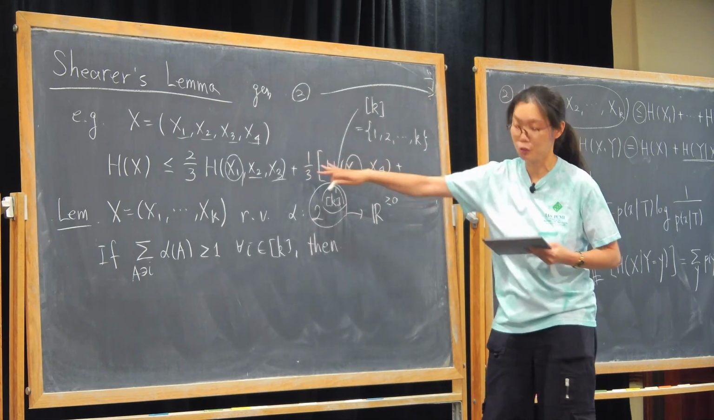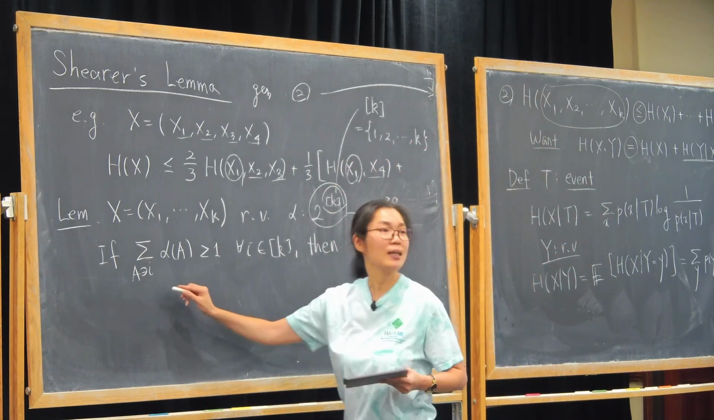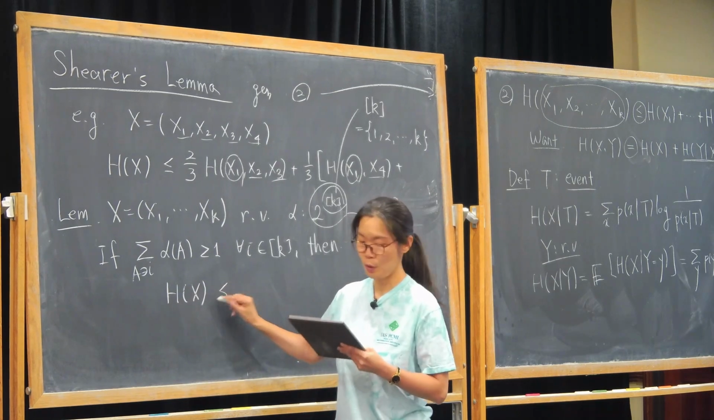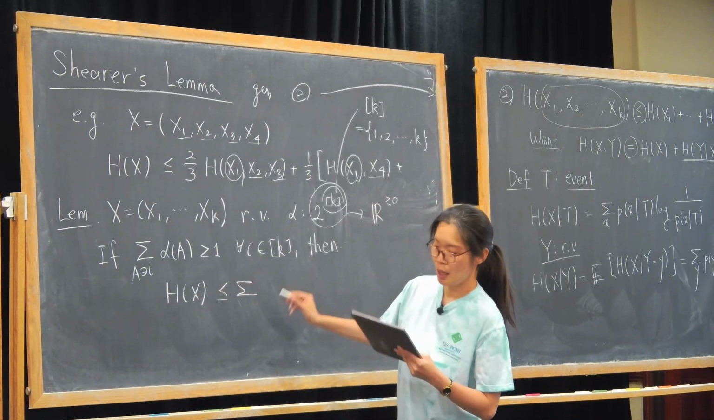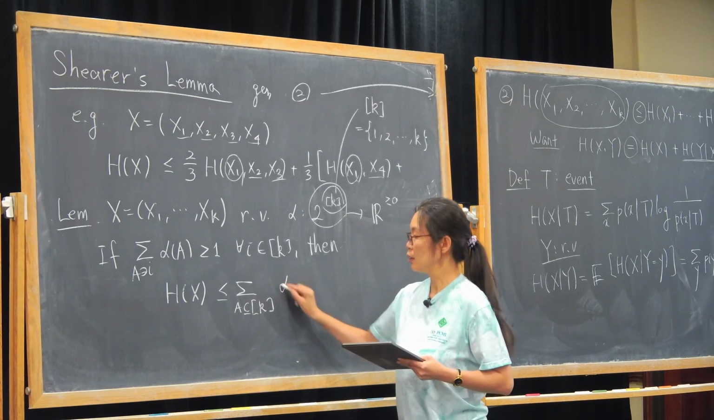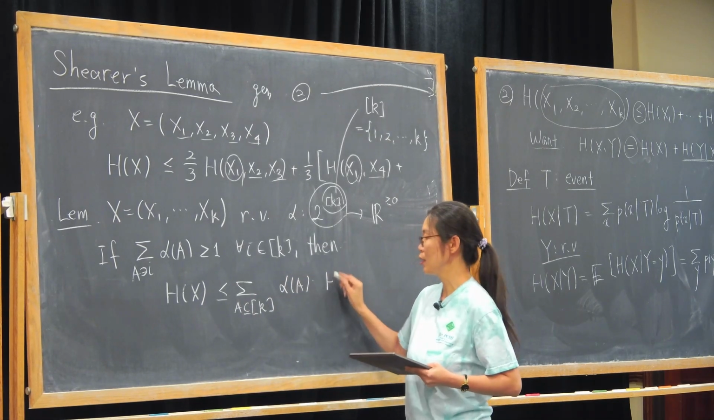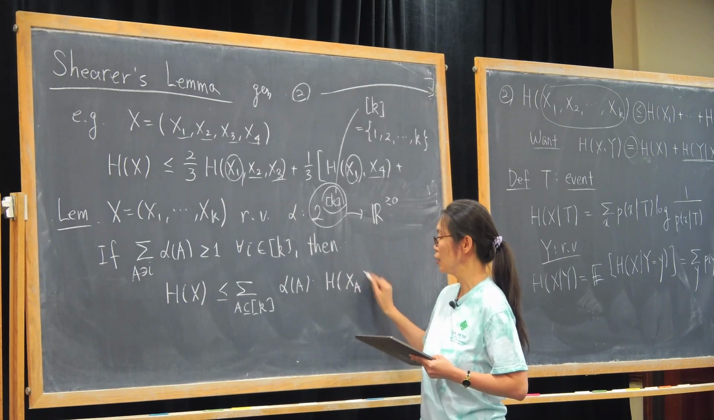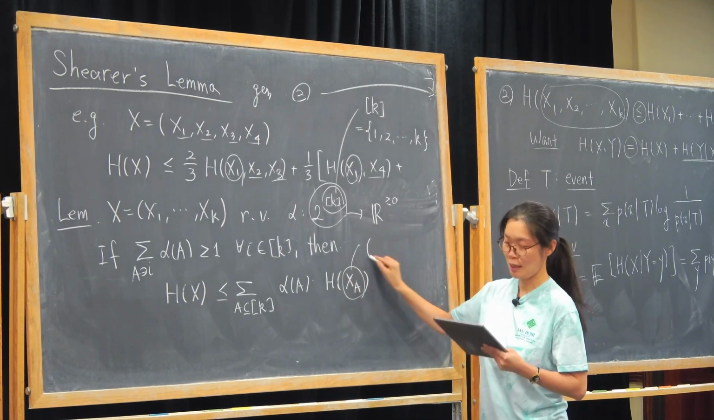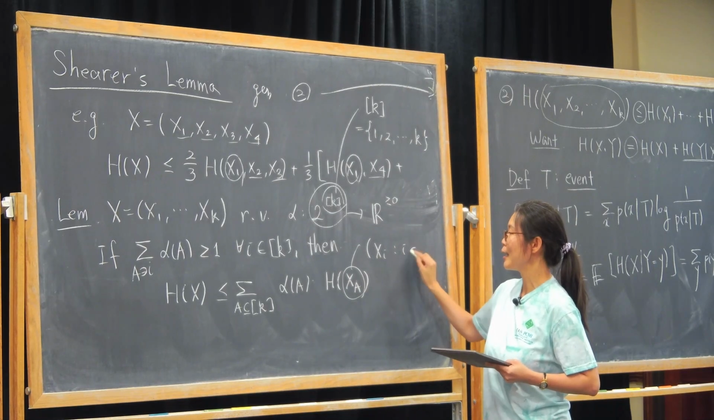have this conclusion. So the entropy, can you see here, if I write down here, entropy of X is at most the sum of the weight function times the entropy of X_i, where i is in A.